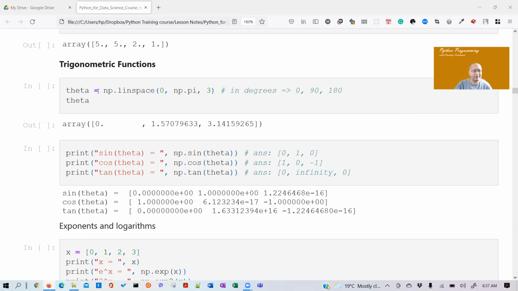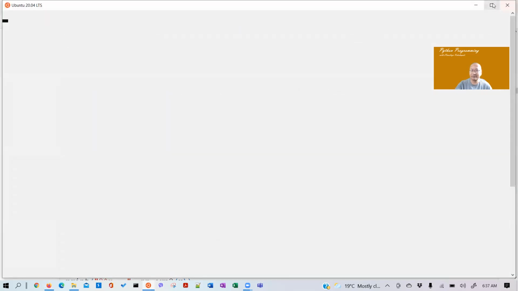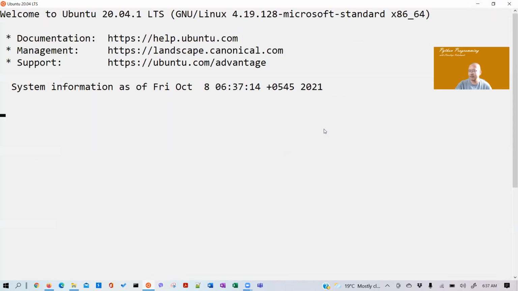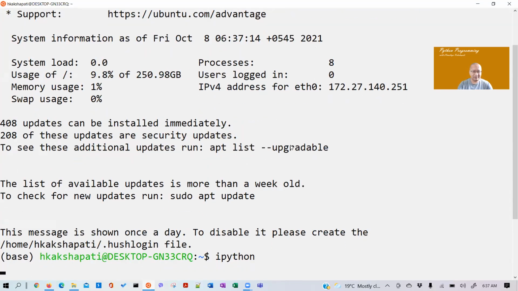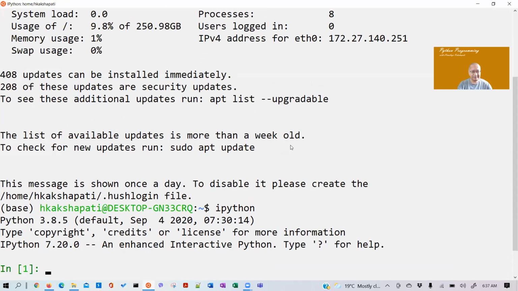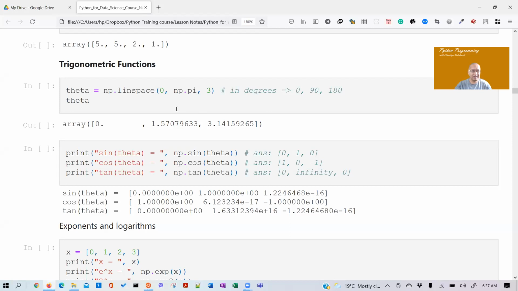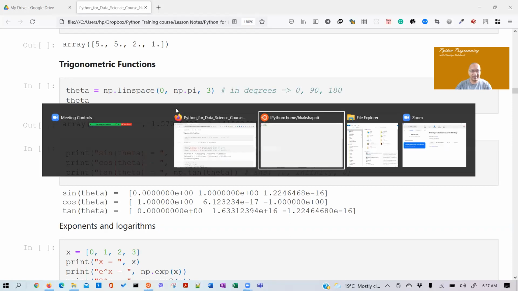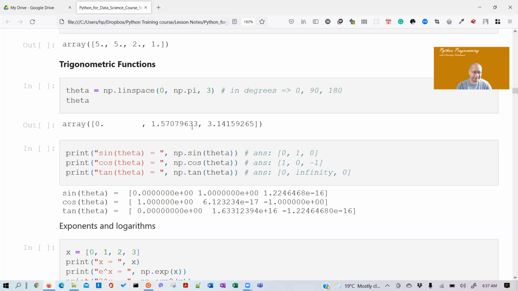Okay? So let's do these trigonometric operations using ufuncs. So let's do this. I need to import numpy, right? Import numpy as np, and then let's do this. So we have a linear space.